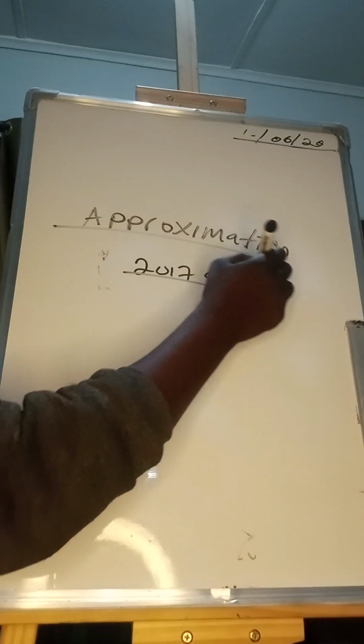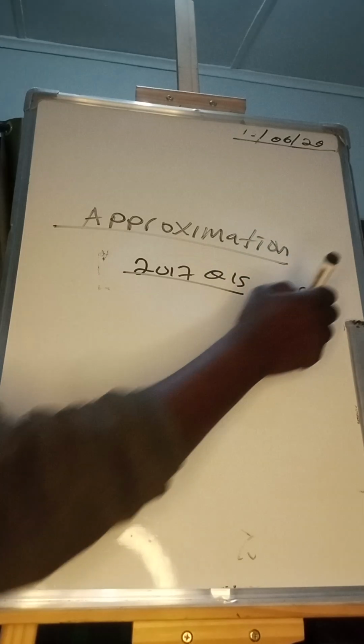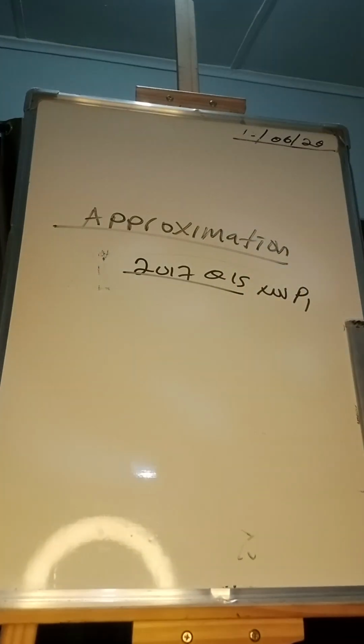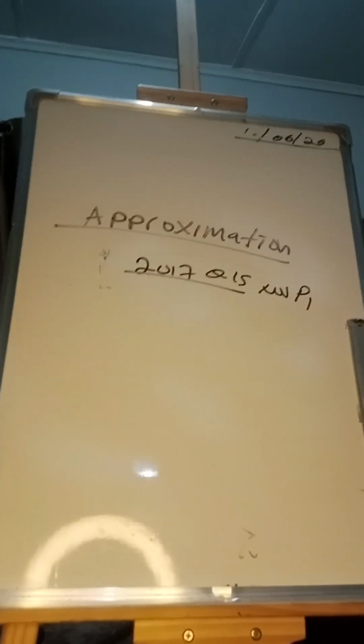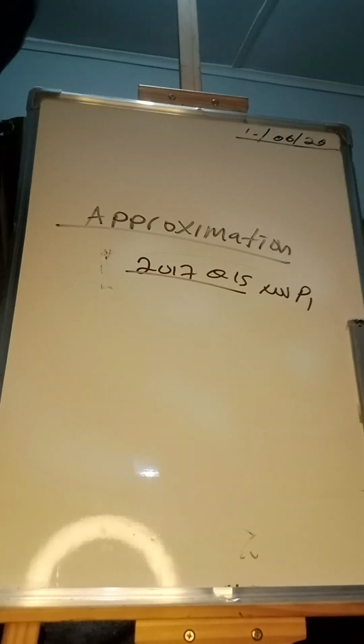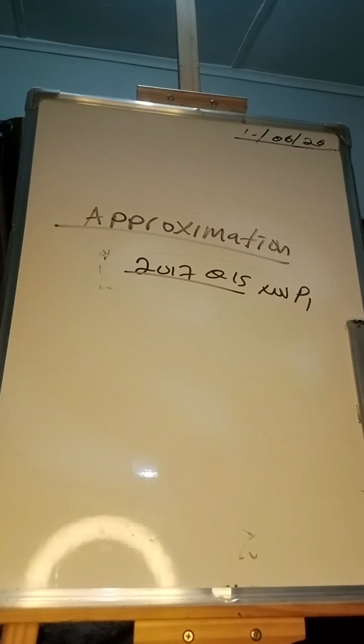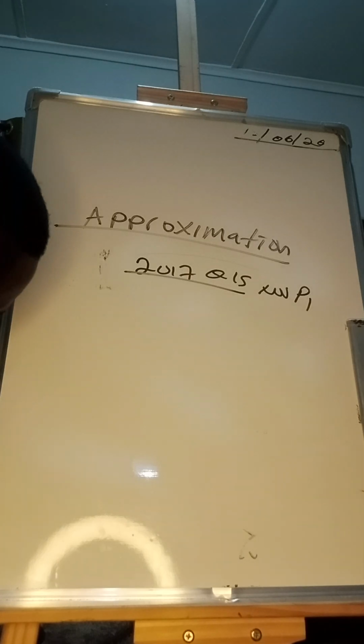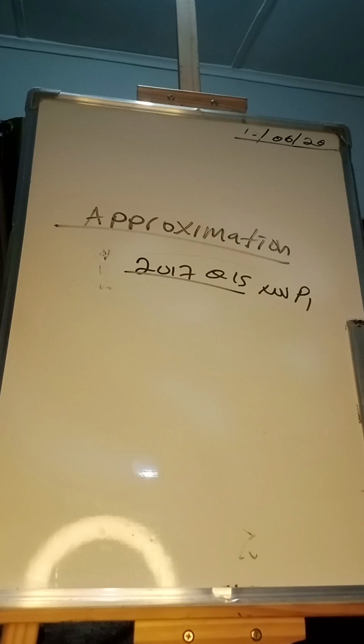question 15. That is the November paper one, not G.C.E. So go to question 15, and if you can read it, there it is. As you can see, that is a question. But please go to that paper. It says Misozi, meaning tears in Chewa, and Filamba, also meaning tears, just different languages.